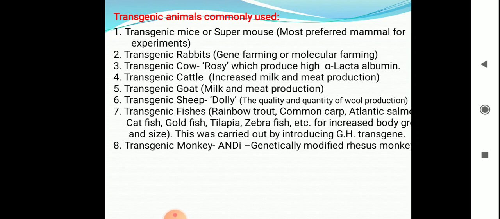Okay, the quality and the quantity of the wool productions. Okay, Dolly, first transgenic sheep. Nowadays it is applied in industry, the transgenic sheep cultures.